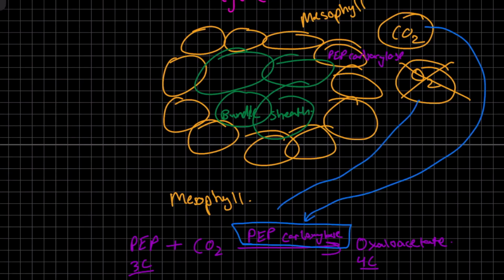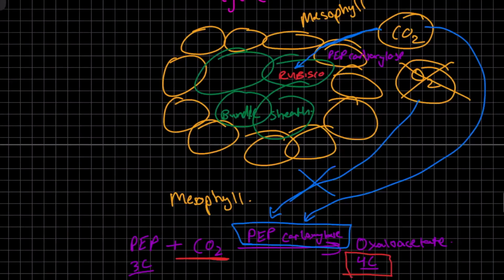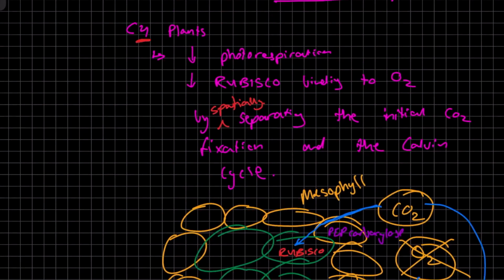This PEP carboxylase can only bind carbon dioxide. It cannot bind O2. This is why the mesophyll cells can ensure that only the carbon dioxide is able to pass through this layer of mesophyll cells and go to our bundle sheath cells, where it meets rubisco for the Calvin cycle. The reason that we name these plants C4 plants is because the first stable product of carbon fixation here is a 4-carbon molecule. Therefore, it is named a C4 plant.